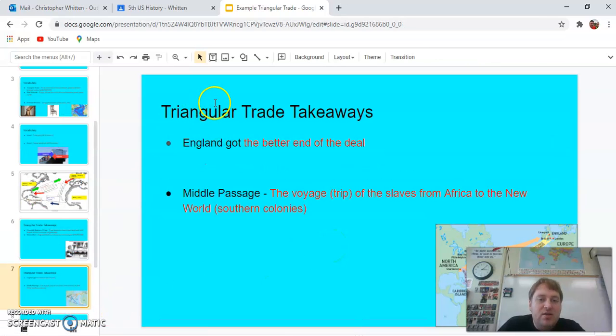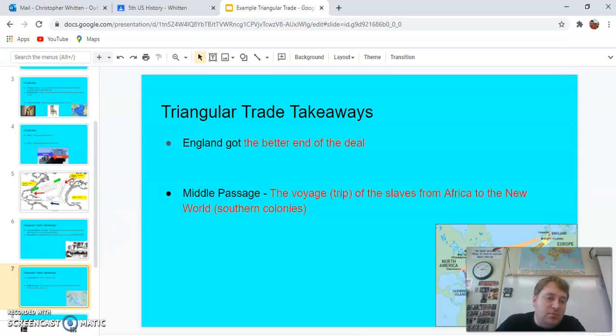And then finally, the last slide here, triangular trade takeaways: England got the better end of the deal, which is mercantilism, triangular trade. They're making the most money. And then the Middle Passage, which is the voyage or the trip of the slaves from Africa to the New World, mainly in the southern colonies. Because most of the slaves went to the south. They worked in the agriculture area, which is for mostly tobacco during that time. It will later turn into cotton. And the reason why they did that is the root of all evil, money.